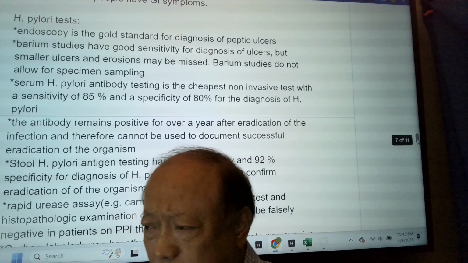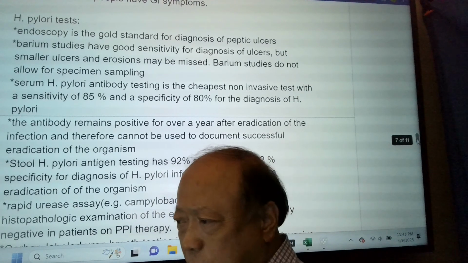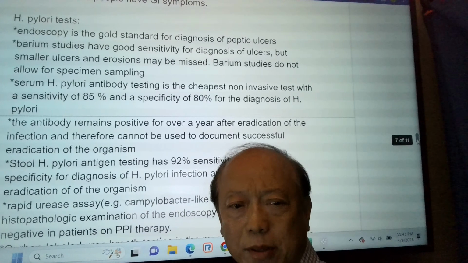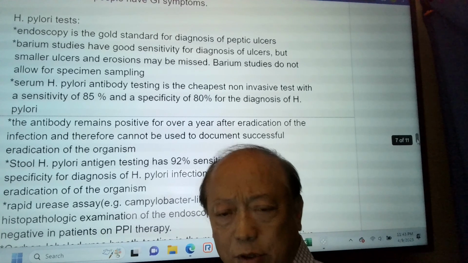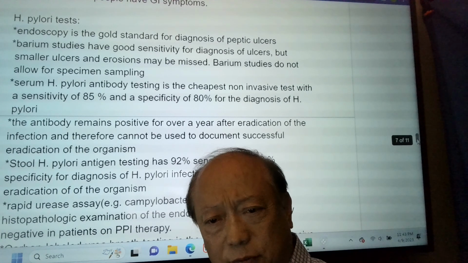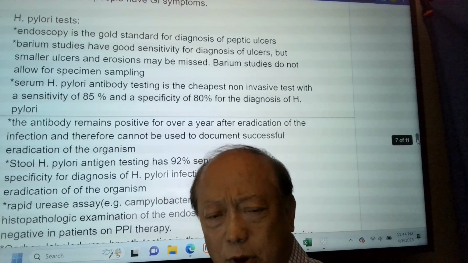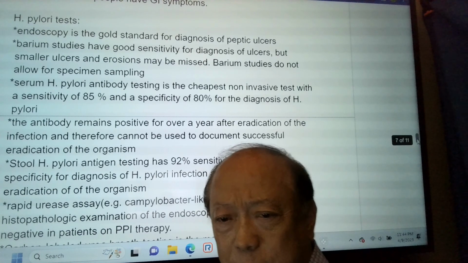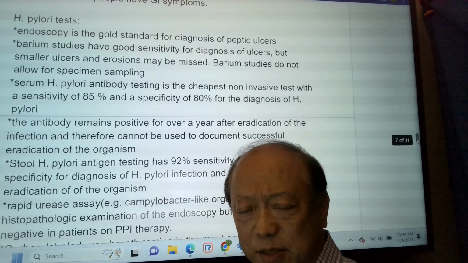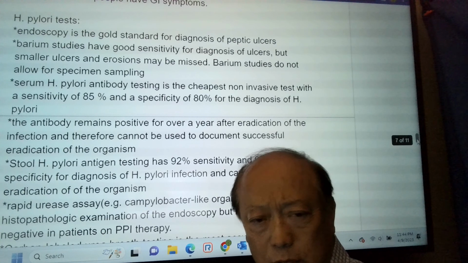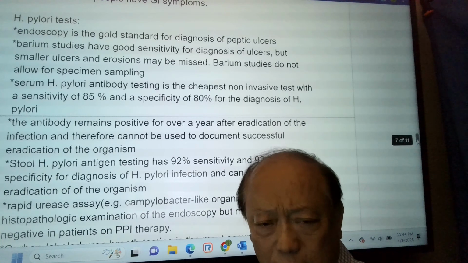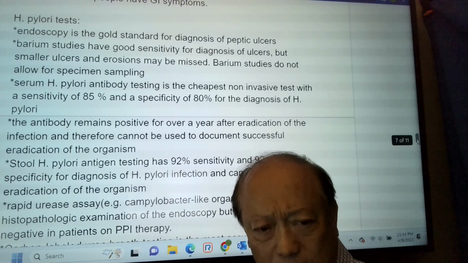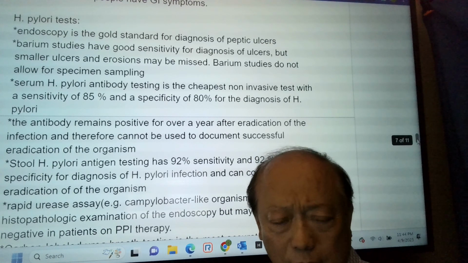H. pylori tests. Endoscopy is the gold standard for diagnosis of peptic ulcers. Barium studies have good sensitivity for diagnosis of ulcers, but smaller ulcers and erosions may be missed. Barium studies do not allow for specimen sampling. So with a barium study, you can't do sampling, but with endoscopy you can.